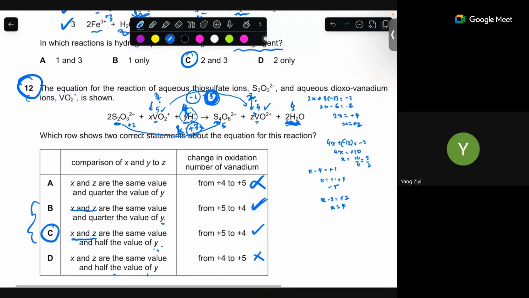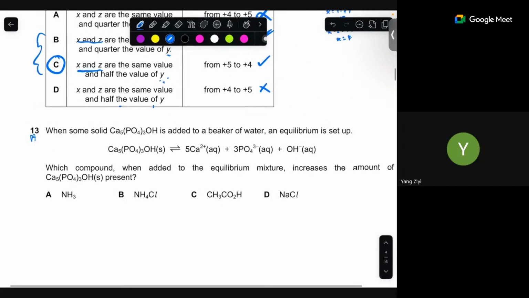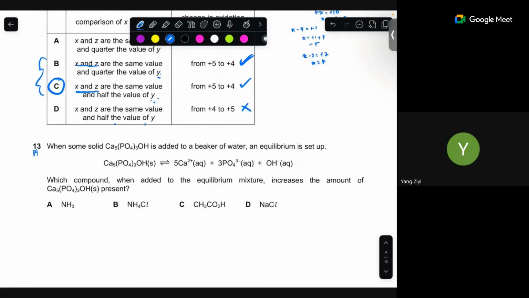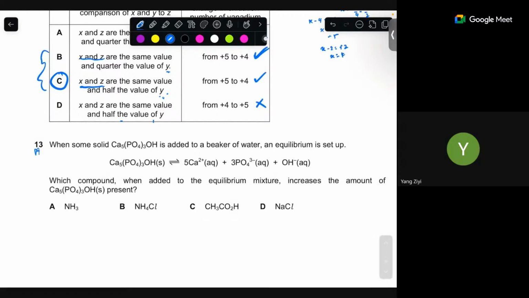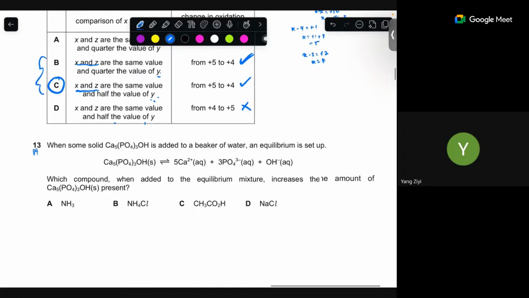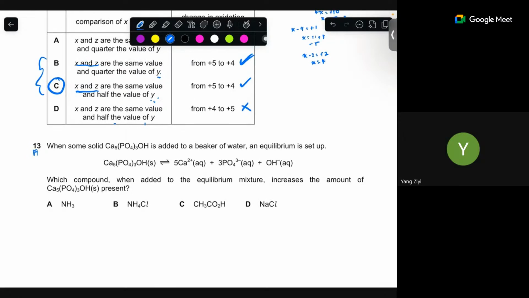Now for 13, when some solid is added to a beaker of water and equilibrium is set up, which compound when added to the equilibrium mixture increases the amount of this present? So we want to increase or to form more of this. So how do we increase that? Of course, by increasing all this.